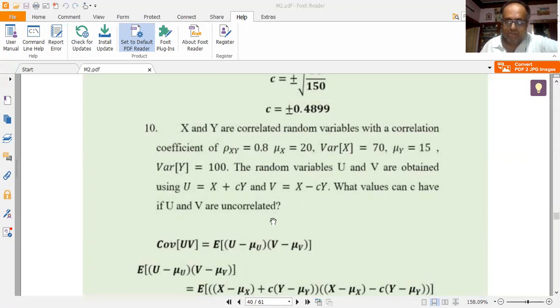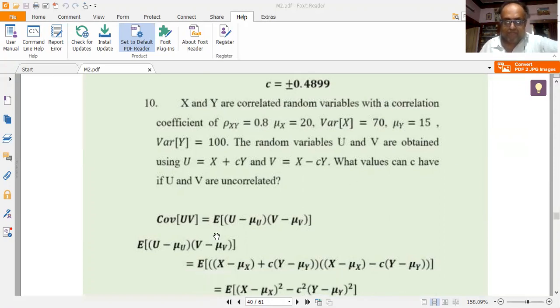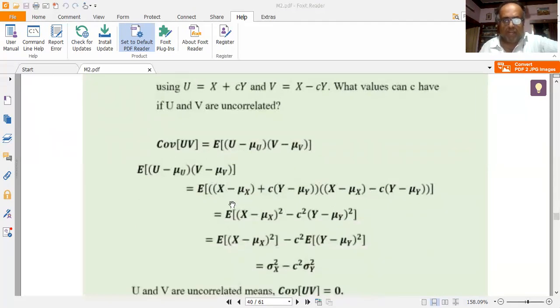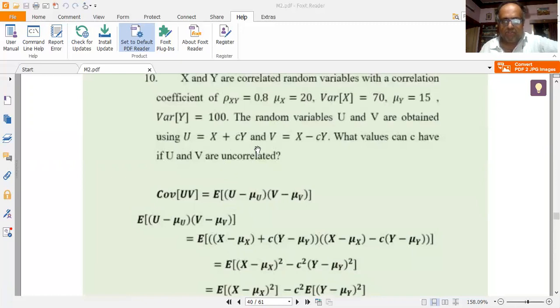So first find the covariance of UV. If U and V are uncorrelated, you need to first find the expression for the covariance of UV and then apply the corresponding criteria and the theory behind it. So covariance of UV is equal to the expected value of (U minus mu U) into (V minus mu V) by definition. Now substitute U is equal to X plus cY and V is equal to X minus cY and rearrange the terms after substitution.